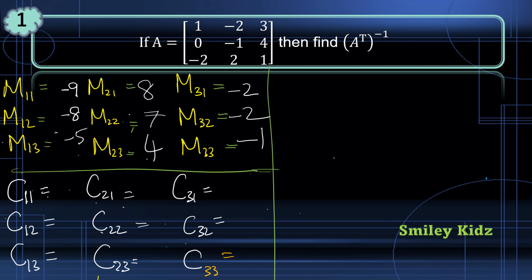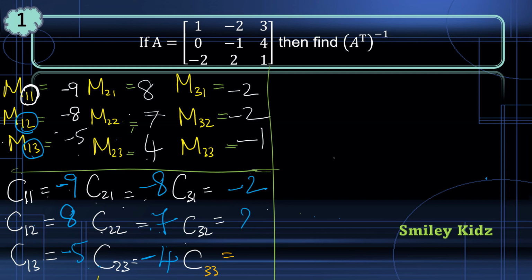Right. Now, this right over here is very simple. 1 plus 1 is 2, so the number will remain the same, that is minus 9. Then 1 plus 2 is 3, which is odd. So the sign will change to 8. Here again, we have minus 5. Let me quickly write down everything well. This is going to be minus 8. This is going to be 7 itself. And here it's going to be minus 4. Then on the other hand, we have minus 2, 2 and minus 1.